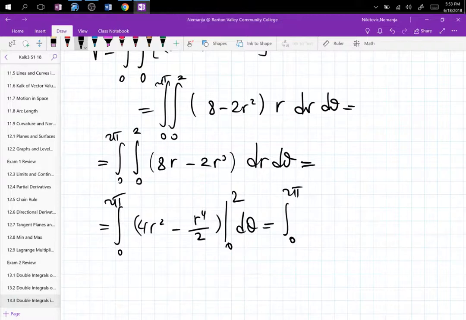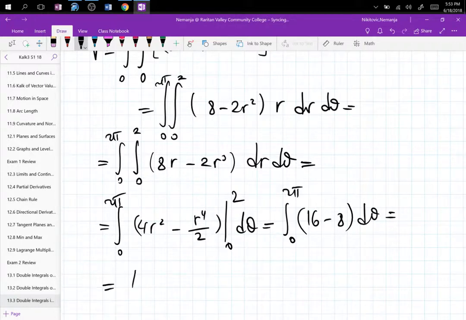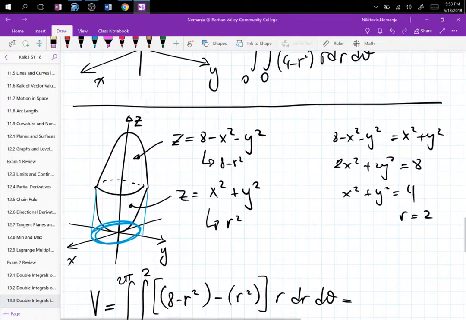So 4 times 4 is 16, minus 16 over 2, 8 d theta. Integral of 8 is 8 theta. And then you have 8 times 2 pi minus 0. So that's 16 pi. What is 16 pi? It's the volume of this shape.